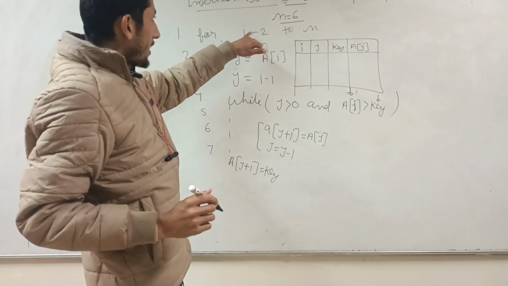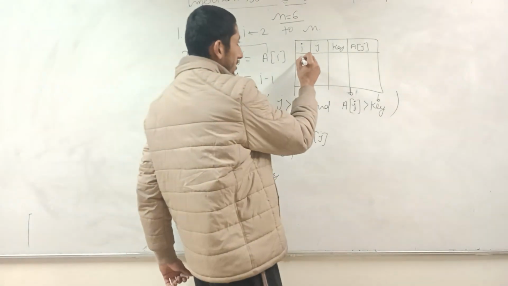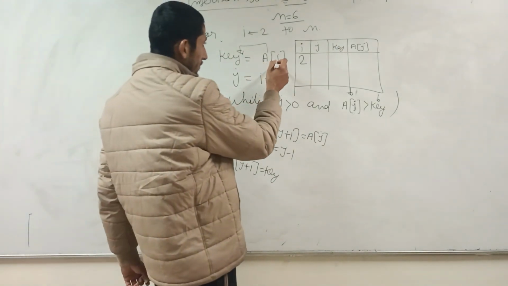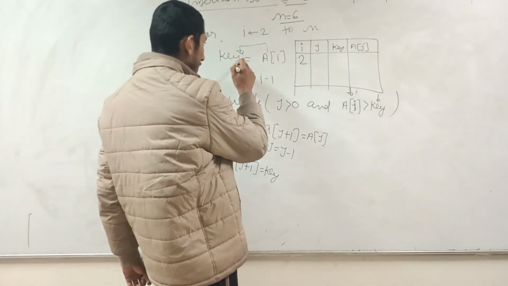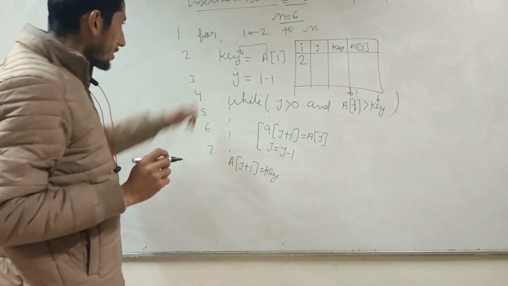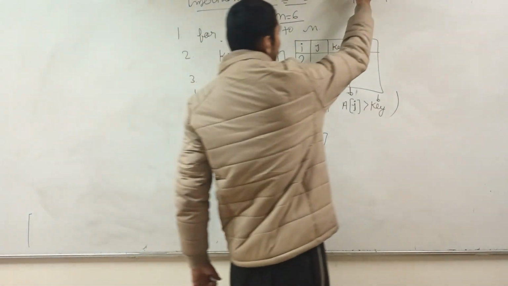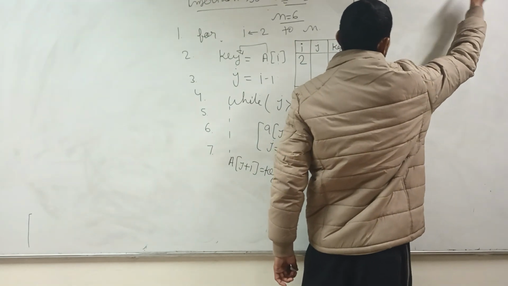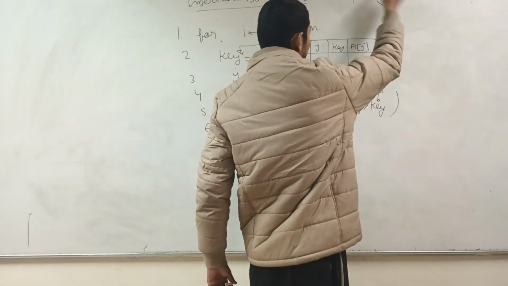The initial value of i equals 2. The value of A2 should be copied into key. So what is A2? That is A1, that is A2, that is A3, 4, 5 and 6. So the value of A2 is what? 1.